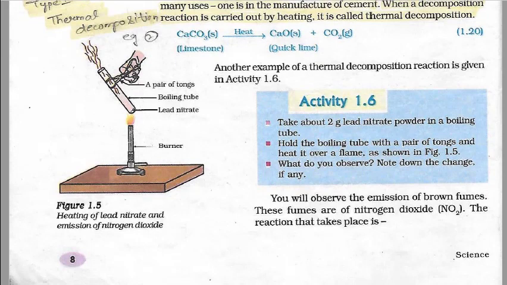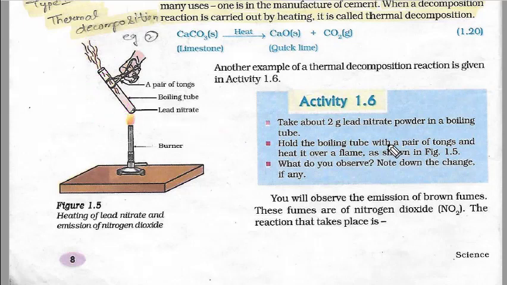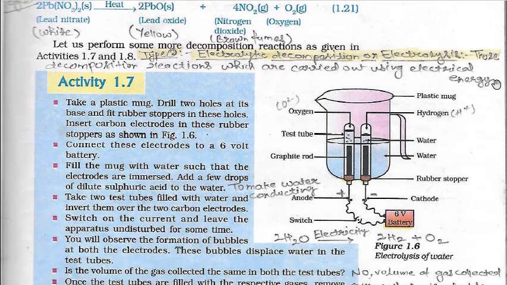When we heat the test tube, here we will have lead nitrate, Pb(NO3)2. On heating, it will form lead oxide, which will be left in the test tube. These fumes are of nitrogen dioxide, and these are brown in color. And oxygen, which is colorless, will also get evolved. Clear?